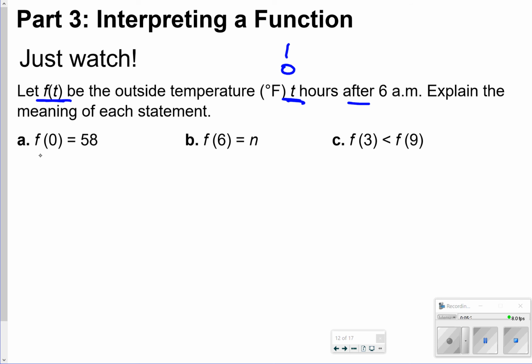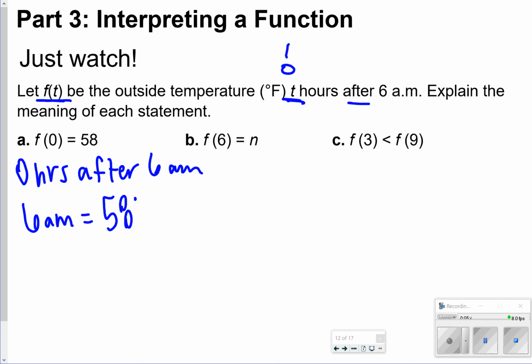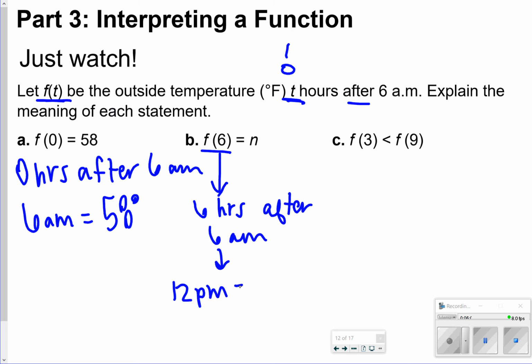Well, the first one, since it says f of 0, that means 0 hours after 6 a.m., which just means at 6 a.m. it's equal to 58 degrees outside. Okay? But this one says f of 6, and that means 6 hours after 6 a.m., which is equal to 12 p.m. So at 12 p.m., it's equal to, doesn't give us a number, so we're just going to say in degrees.